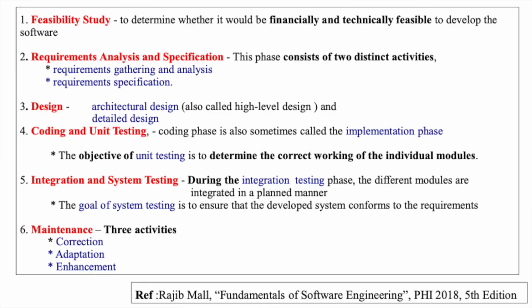Number 2 is requirement analysis and specification. There are 2 distinct activities: one is requirement gathering and analysis, and the second is requirement specification. There are various methods used for collecting requirements. The main objective of software development is that it should satisfy the user's requirements, that is, the customer's needs. So for that we first have to collect requirements from the customer. The methods used for collecting requirements are interview, task observation, or analysis based on a previous project.